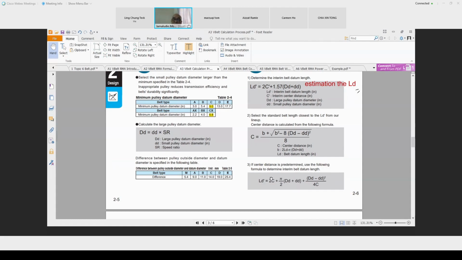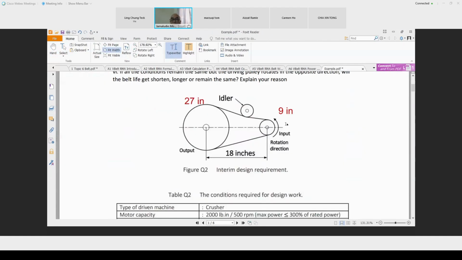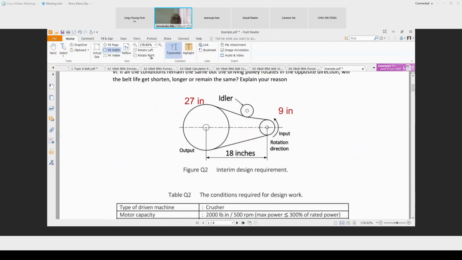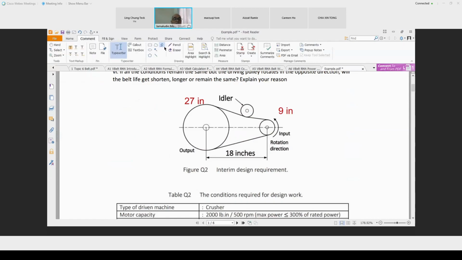Meaning, what is the length of the belt? Because remember, you have a pulley here. We have a small pulley and the larger pulley. What is the belt length here? What is the length of this belt? That's what we're going to calculate.